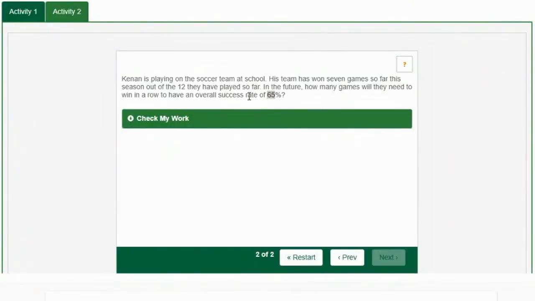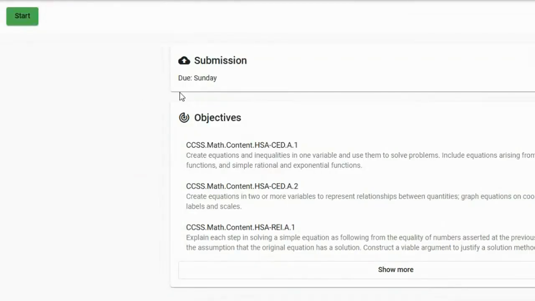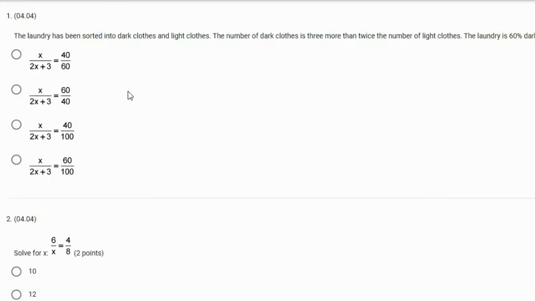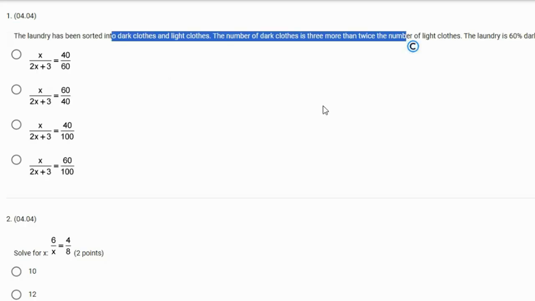If you look at page 4, it just says do the work, take the quiz. Here is the assignment. The laundry has been sorted into dark clothes and light clothes. The number of dark clothes is 3 more than twice the number of the light clothes, and the laundry is 60% dark. Which one of those is the proper equation to set up that scenario? So it's like we were just doing, trying to set up the equation based on what we know.